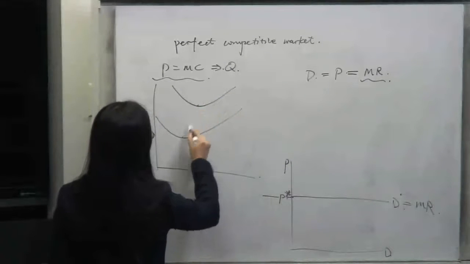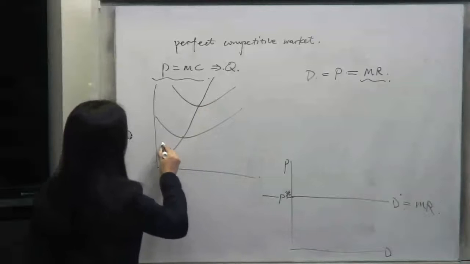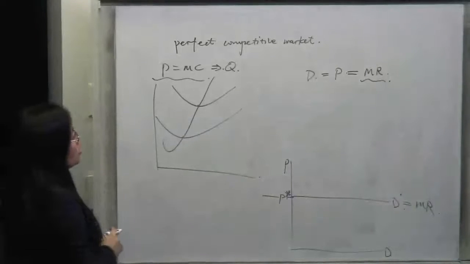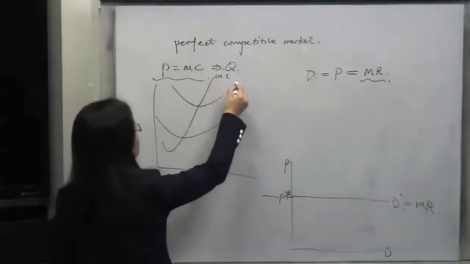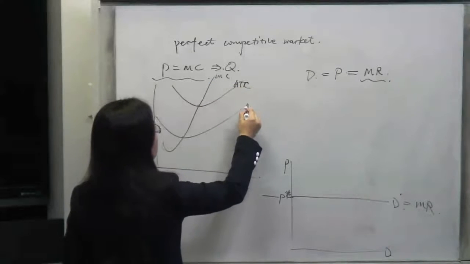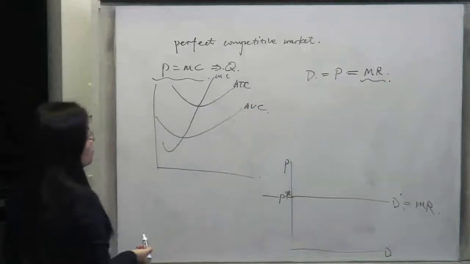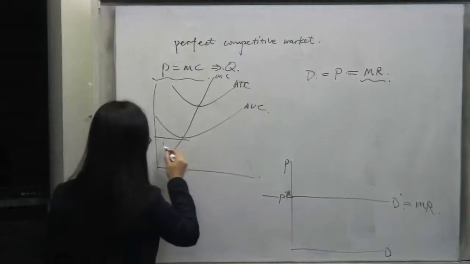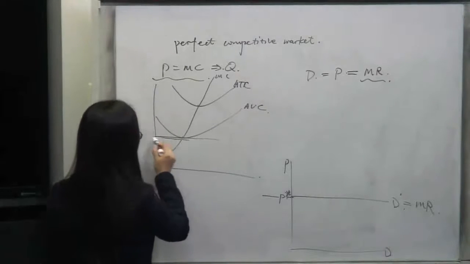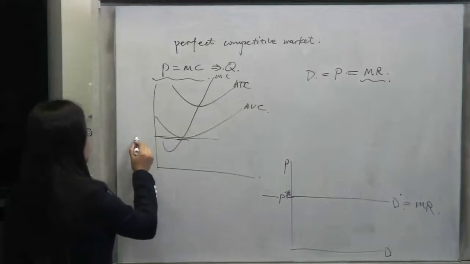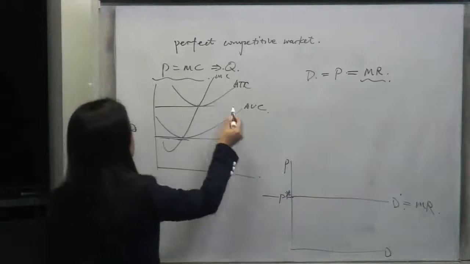Do you remember this? Yeah. Okay. So all this stuff is a discussion under this perfect competitive market. This is marginal cost, this is ATC, this is AVC, okay? Remember we call this the break even, this is not break even, this is the shutdown point, this is the break even point, right?